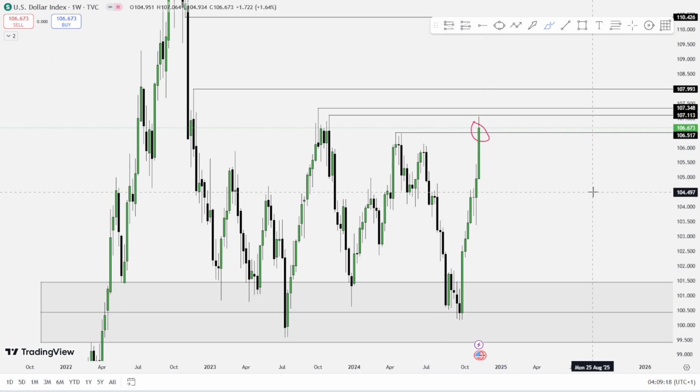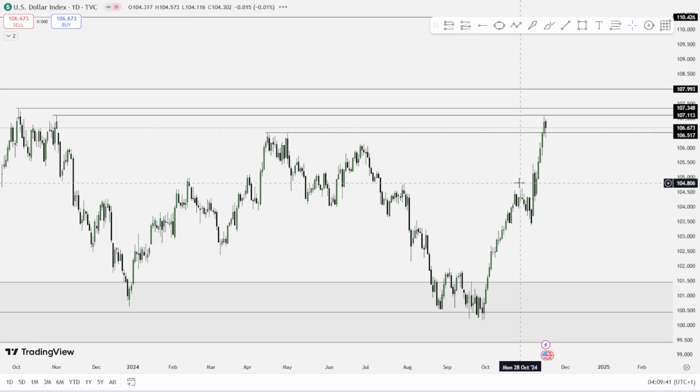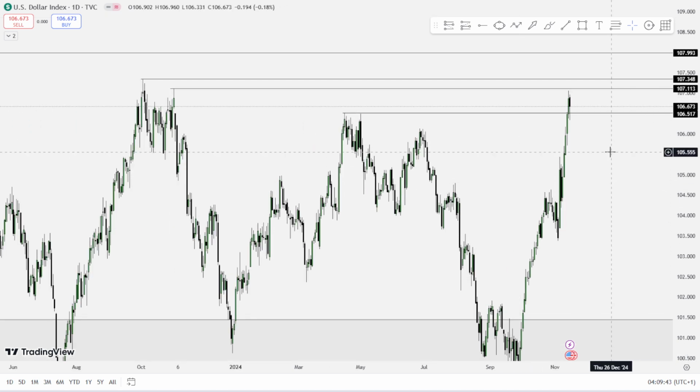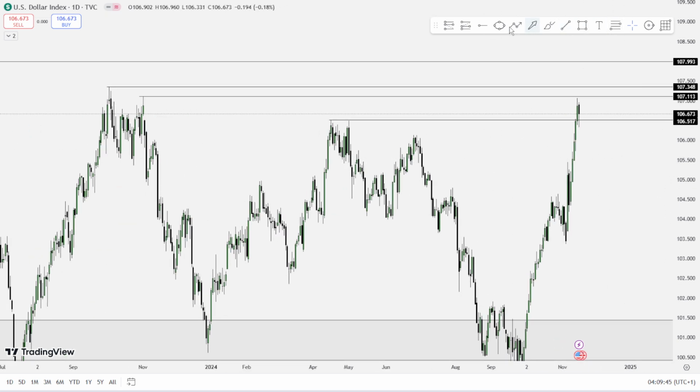Okay, let's drop down to the daily time frame. This is all the information we need from the weekly time frame, and then from the weekly to the monthly time frame. Sorry, from the monthly to the weekly time frame. So now all we have to do is to drop back into our daily time frame and see what is happening.